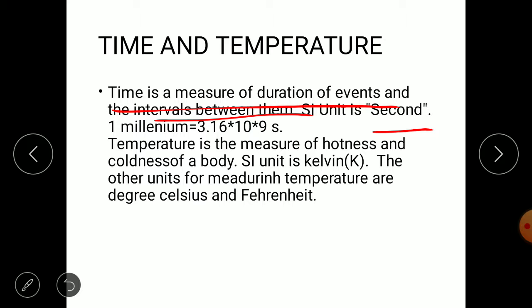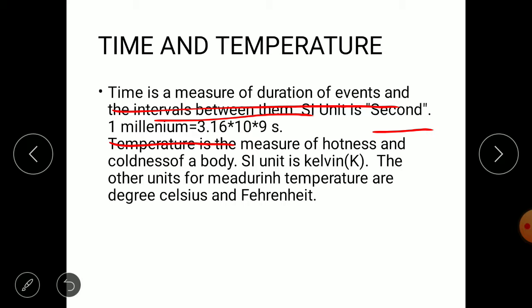So its SI unit is a second, and 1 millennium is equal to 3.16 into 10 to the power 9 seconds. So that is what we call 1 millennium. Here, how is it measured? 1 second is the time required for light to propagate 3 lakh meters through vacuum. That is the same thing as a length. So here we didn't use the measured value of a length, but we are using the time measurement.